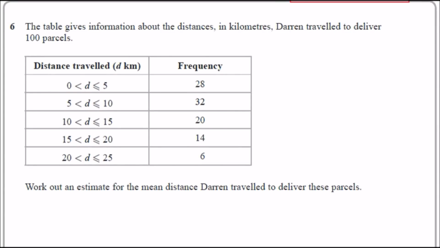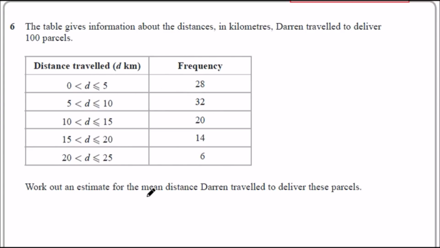Okay, question 6. So the table gives information about the distances in kilometers Darren traveled to deliver 100 parcels. Good job, guys. Good job, Darren. So distance traveled in d is given by the following. And then this is the frequency telling you how many parcels were delivered between the distance traveled between 0 and 5, 32 delivered between 5 and 10, and so on.